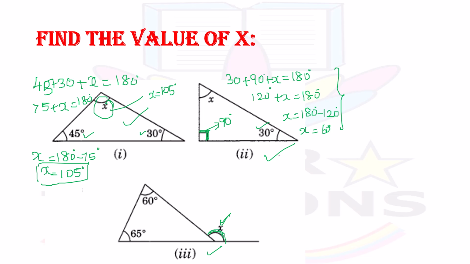The exterior angle is equal to the sum of the two opposite interior angles. Then what is x equal to? It is 60 plus 65. So x equals 125. So I got 125 now, right?